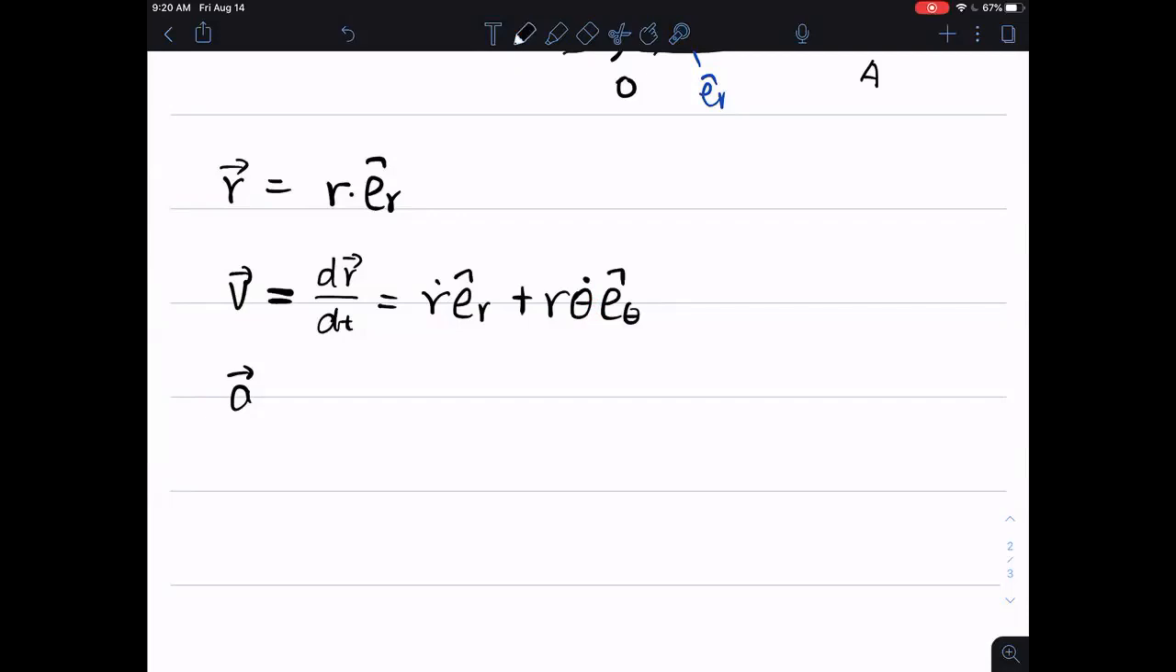Let's use this as an example. If s is the distance, what is s dot? You take distance or position and put a dot on it. What is that? That's velocity, that's speed, right? How fast your distance is changing, that's speed.